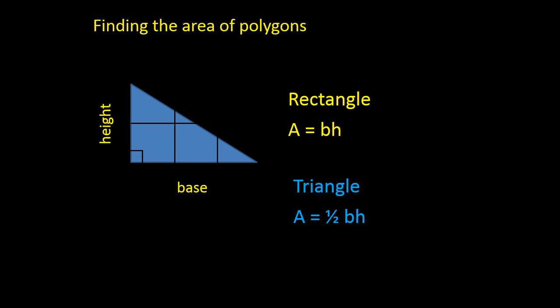Now what's really important to notice is that the base and the height of a triangle will always be at right angles to each other. In this case, we have a right triangle, so that's fairly easy to see. The area of this triangle is 1/2 times 3 times 2, which is 3 square units.